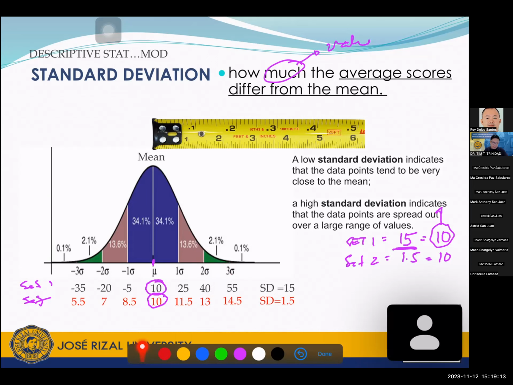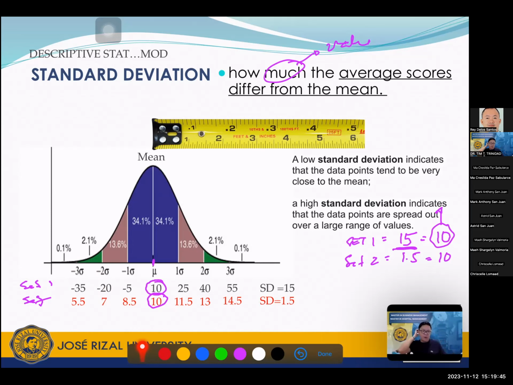And going to the left, you subtract 15 from 10. That gives you -5. Then that will be the value of negative 1 standard deviation. Subtract 15 from -5, it becomes -20, and that will be the value of your negative 2 standard deviation, and so on and so forth.